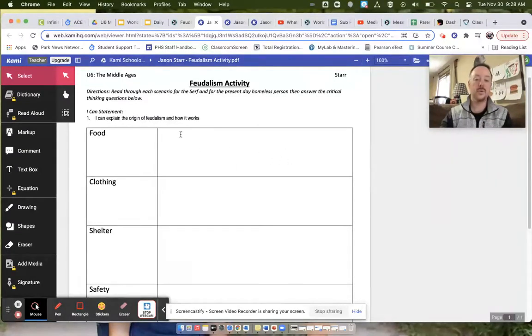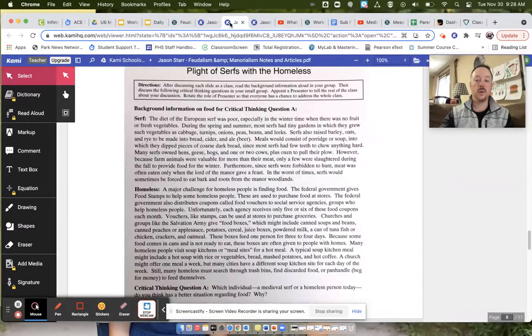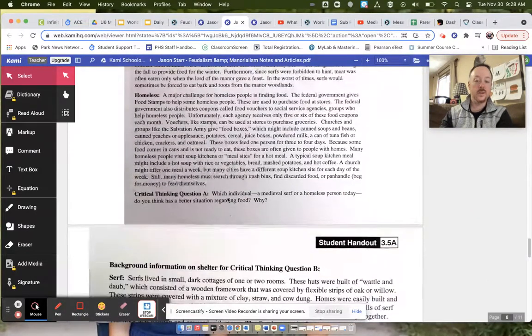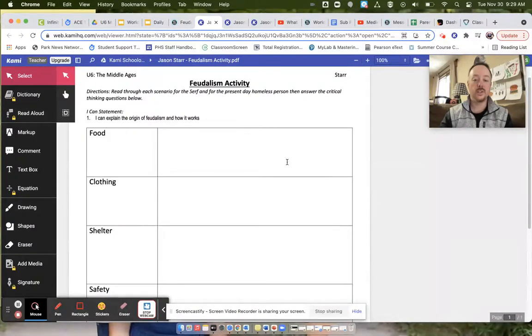All right. So you'll read about food, you'll read about the serf. You'll probably want to highlight some information. Then you'll read about the modern day homeless person, and you'll want to highlight some information. And then you're going to answer the critical thinking question right here. So if we go back real quick to food, that's our first one here. All right, so we can find the critical background information here on someone who's a serf, someone who is homeless, and then the answer, or the question I should say, is right here. Which individual, a medieval serf or a homeless person today, do you think has a better situation regarding food, and why? And so your answer to that question is going to go right here.